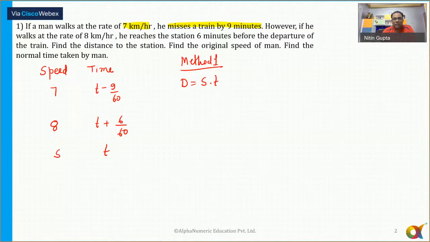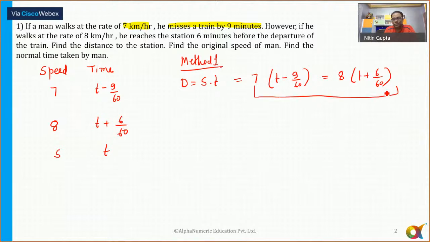Now, when the speed is equal to 7, the time taken is t minus 9 by 60. And when the speed is equal to 8, it is 8 into t plus 6 by 60. Now, it's a very simple equation. You can see there is one equation, one variable. But the problem arises probably in the next question, where there will be two variables. So then how to solve it? I can solve these two equations and find out the answer.